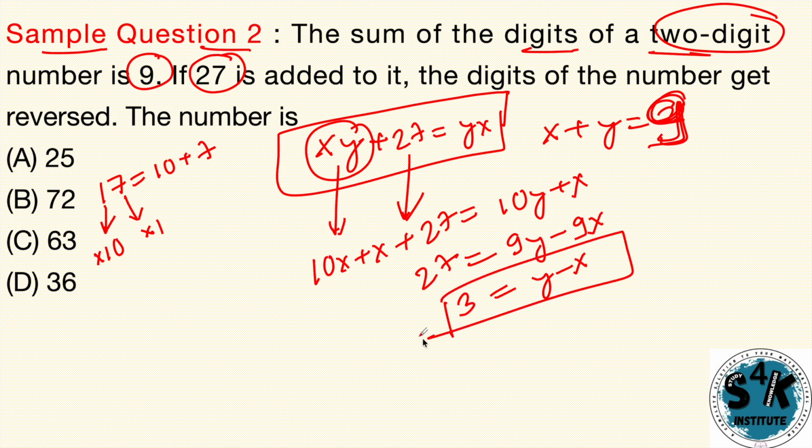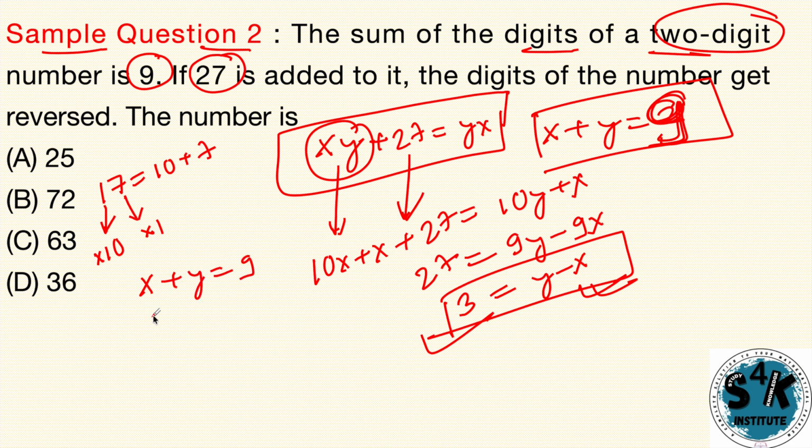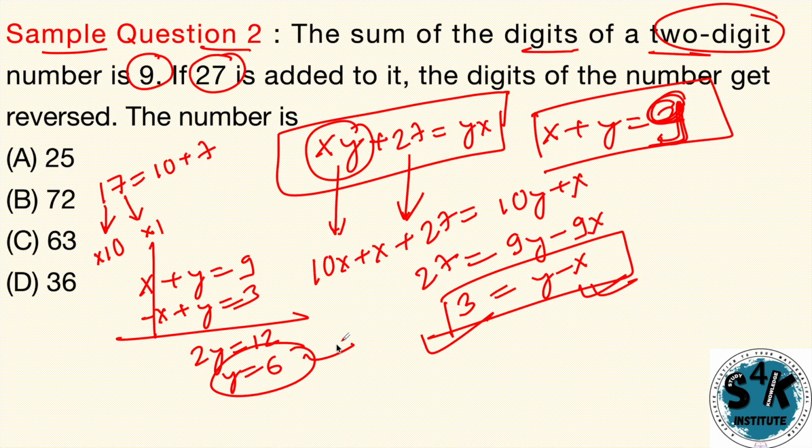Okay, so one value I got is x plus y is equal to 9. The other value I got is y minus x is equal to 3. So x plus y is equal to 9, and minus x plus y is equal to 3. If you add these two, this x will get cancelled. You will get 2y is equal to 12, y is equal to 6. The moment you get y is equal to 6, you will get x is equal to 3.